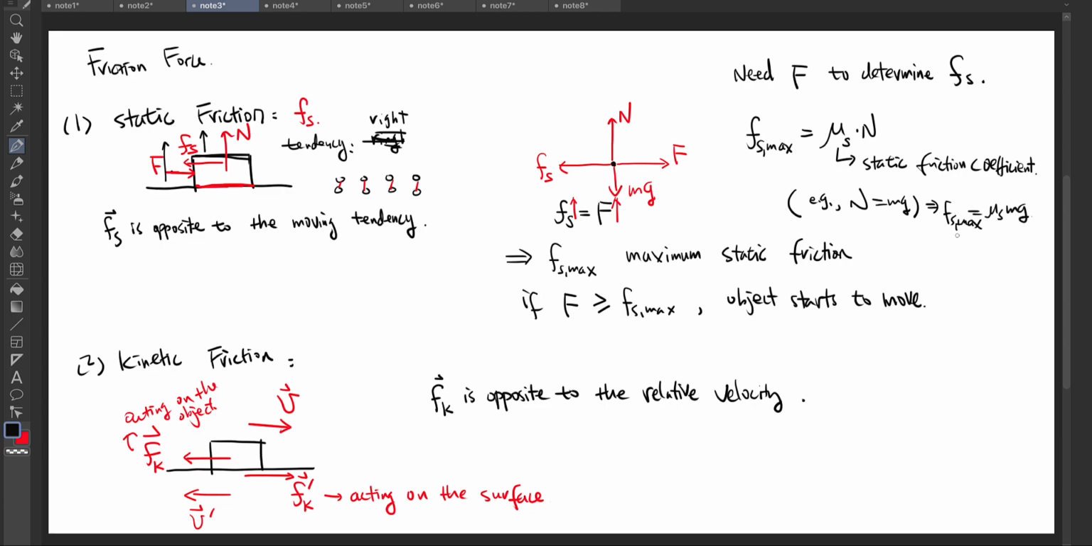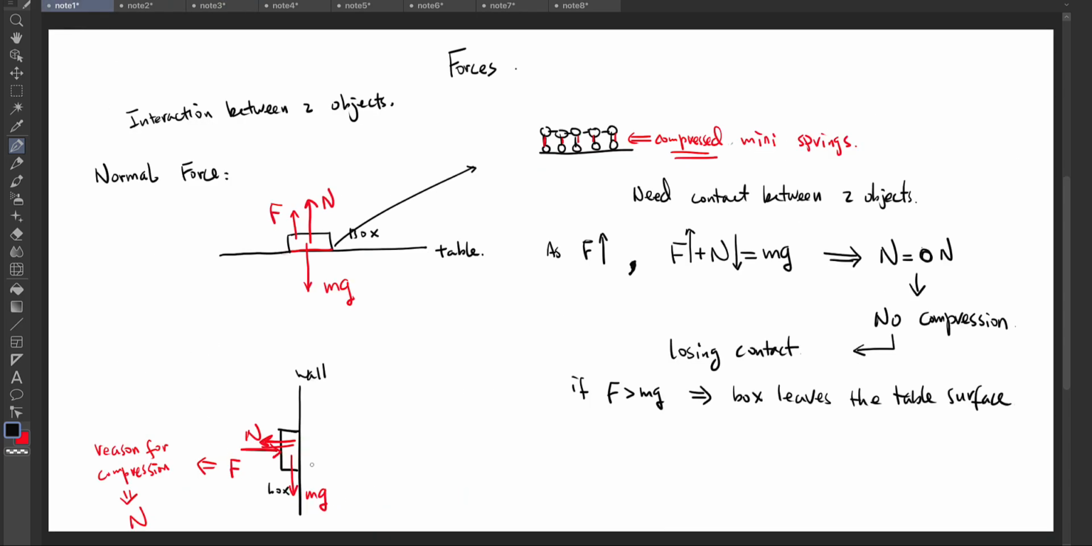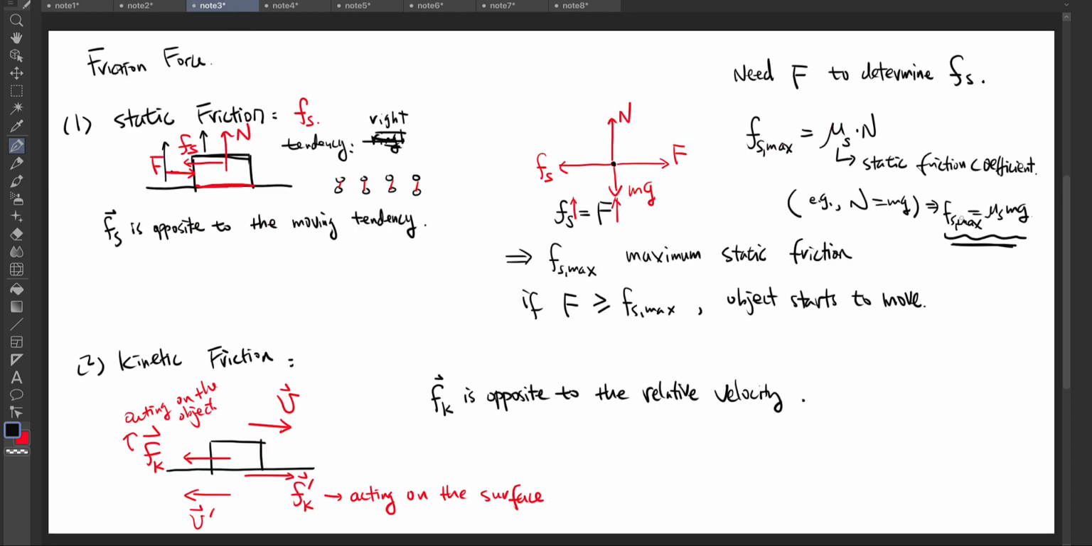But I want to make this clear that Fs max is not always mu s mg. So it depends on how you set up the problem, how the normal force is related to the gravity. Sometimes it's not even related to the gravity. So in our previous example, when there's a normal force introduced by this pushing force, then normal force equals F, right? Not mg, equals F. Then in that case, we need to plug in this F to do the calculation of the static friction. Okay, so again, it's not always mg.